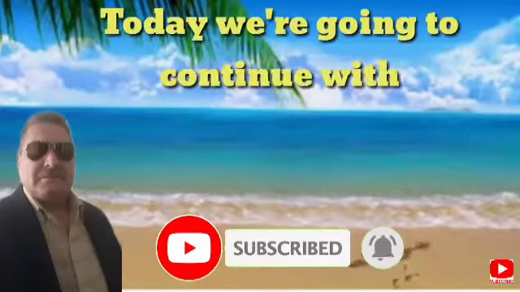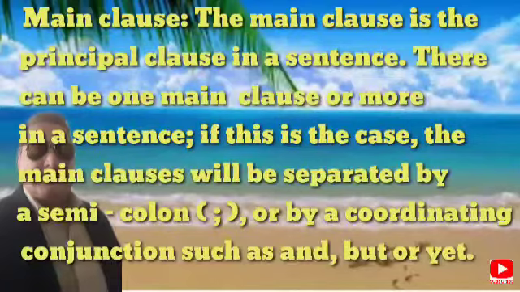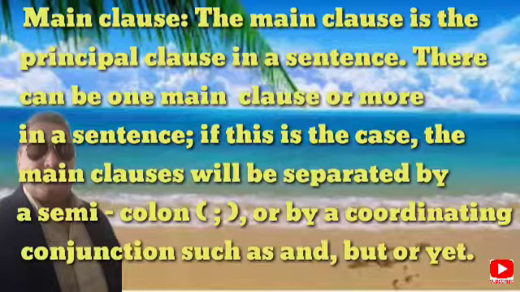Today we are going to continue with part 2 of English grammar teaching. We're going to talk about the meaning of the main clause. The main clause is the principal clause in a sentence. There can be one main clause or more in a sentence. If this is the case, the main clauses will be separated by a semicolon or by a coordinating conjunction such as and, but, or yet.